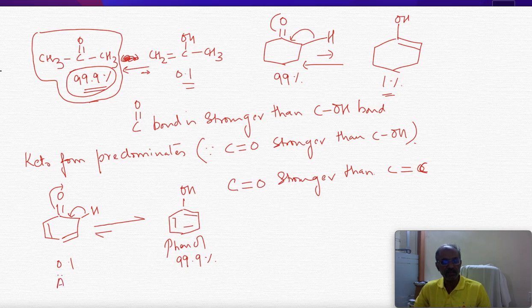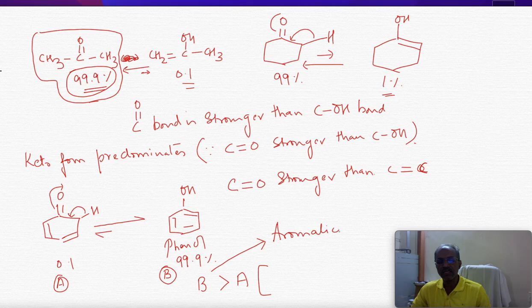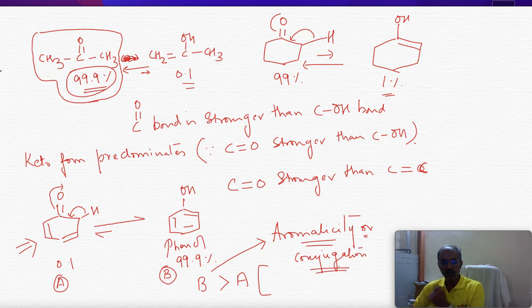That means suppose this is A, this is B. B more than A. Why? Since in B there is aromaticity. That means phenols are aromatic in nature and aromatic compounds are highly stable. These are non-aromatic. They are not aromatic. That means there is no conjugation. Double bond, single bond, double bond, single bond, as you know. So aromaticity or conjugation, you can say. So phenol predominates.